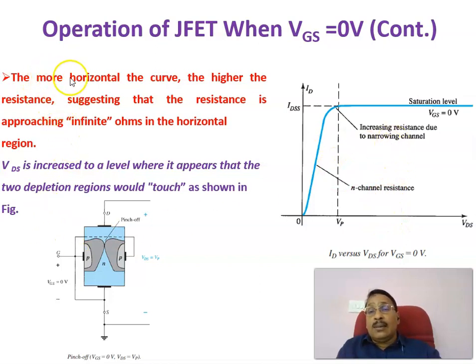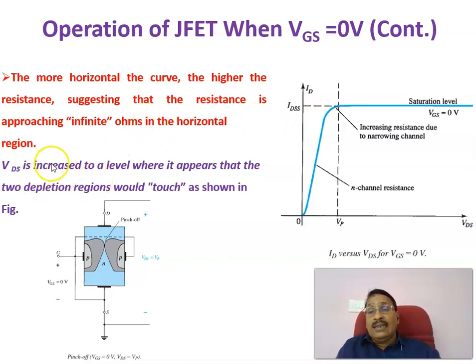the more horizontal the curve, the higher the resistance, because here the resistance will be very large because the current is horizontal and that resistance is approaching infinite ohms. So the current is reaching a constant value. That current is called IDSS. Therefore, the value of the ID when VGS equals 0, we call it IDSS, the saturation value of IDS.